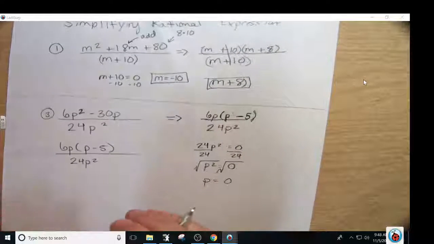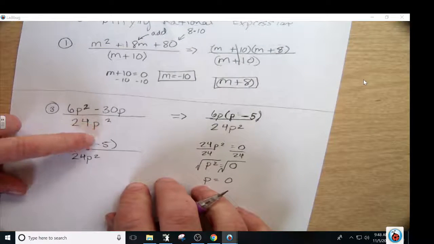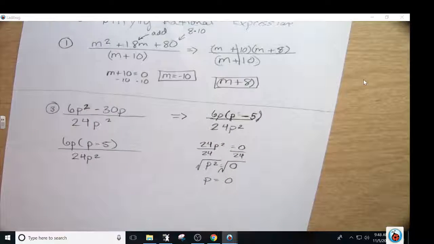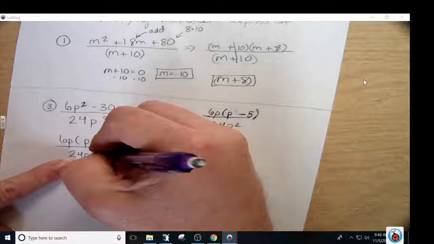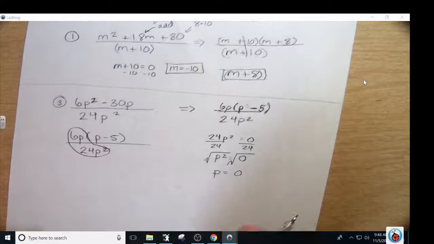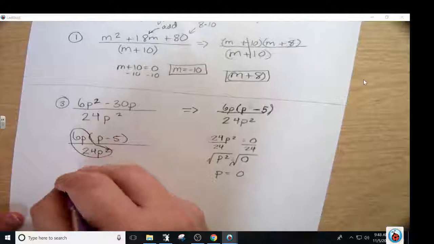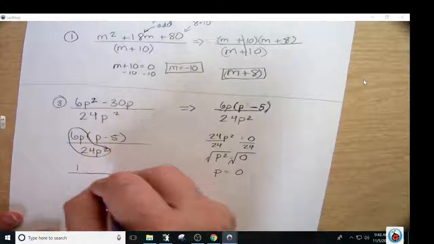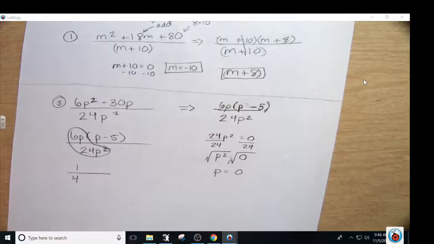Now, guys, I cannot do anything with the p minus 5 because I don't have another p minus 5 to cancel anything out. But let's look at this part right here. Now, 6 over 24 reduces to 1/4.